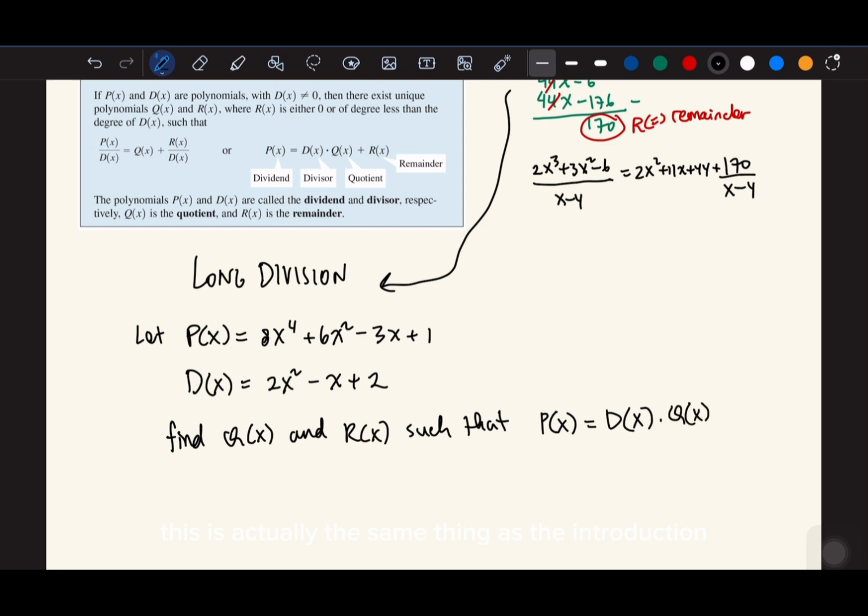This is actually the same thing as the introduction, but this is just to write it in the fancy words. So it's actually the same thing with this part here. What we do is define P with D, and then we find our Q and R. So this is the same thing as when we did this: divide by D, so this will be Q(x) plus R over D. So we take the long division as usual.